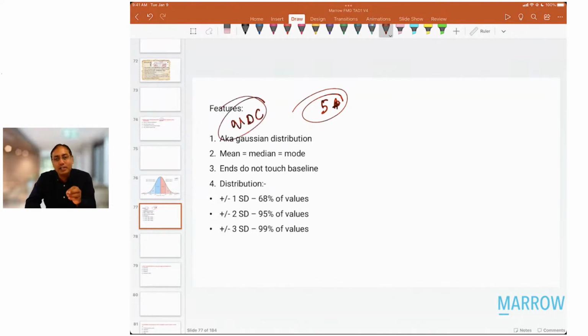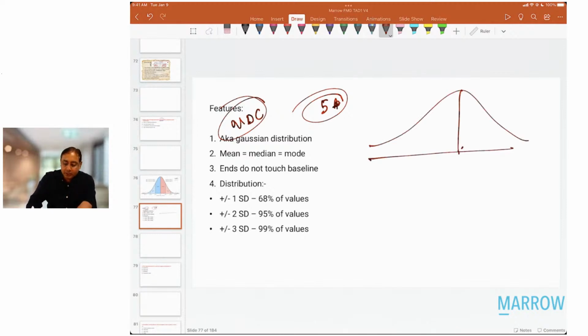It is also called the Gaussian distribution. In the Gaussian distribution, if this is the normal distribution, the center of the curve, that is the mean, that is also the median, that is also the mode. At this point, what is the standard deviation? Please remember that at this junction the standard deviation will be equal to 0. That's the reason we sometimes say that the mean, median, mode all lie at 0 point. What is 0 point? The standard deviation is 0.